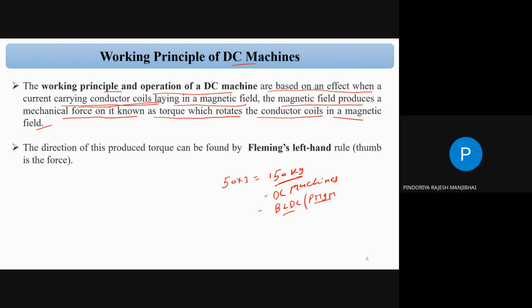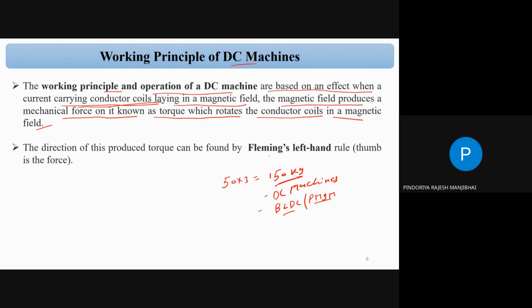Depending on the variety of applications, we can use different types of machines. You can see nowadays in the ceiling fan we use the BLDC motor, correct? Previously, we used the induction motor, the single phase induction motor. But nowadays, all the industry people are replacing the induction motor with the BLDC motor because there are so many advantages compared to the induction motor.